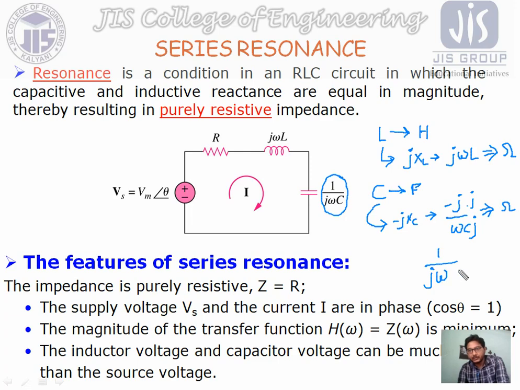So for an inductor, we can write the reactance as j omega L, and for a capacitor that is 1 by j omega C, or we can write minus j by omega C. Any one we can choose. And the voltage that is given as Vs is equal to Vm angle theta. This is the magnitude Vm, and this is the angle that is given over here.